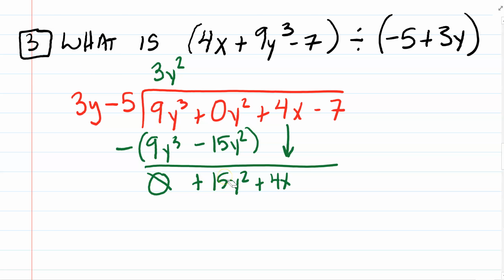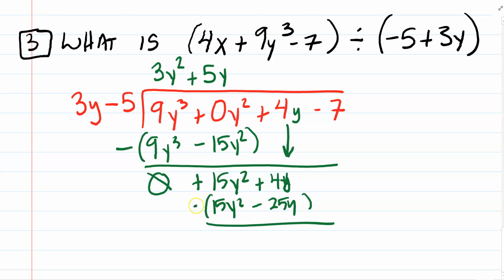How many times does 15y squared divide 3y? That would give me a positive 5y. 5y times 3y is 15y squared. 5y times a negative 5 is a negative 25y. Oh, this should be a y. Okay, moving right along, I would again get 0 by design. And then 4y minus a negative 25y is a positive 29y. And I bring down my minus 7.